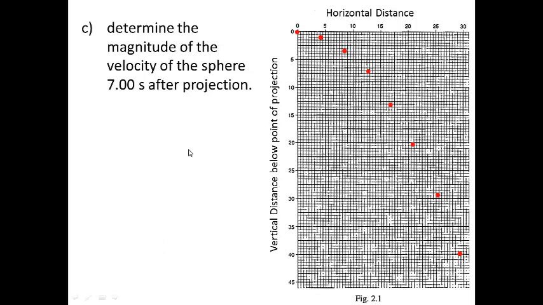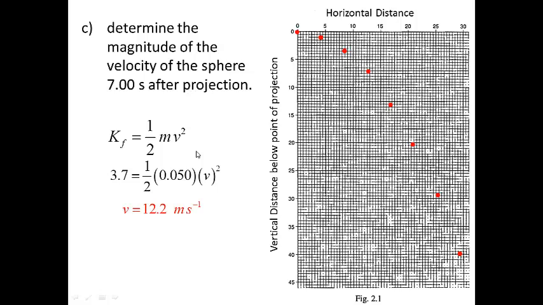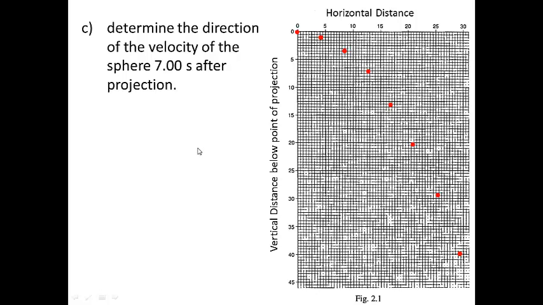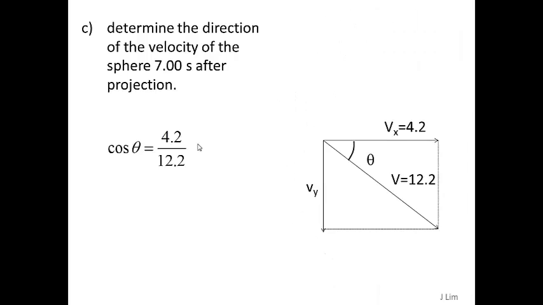Determine the magnitude of the velocity of the sphere 7 seconds after projection. So from the kinetic energy, we can find the velocity. And v is 12.2 meters per second. Determine the direction of the velocity of the sphere after 7 seconds. So after 7 seconds, the horizontal component of the velocity is 4.2 meters per second, and we get the speed as 12.2. So theta will be given by this expression, and we get 69.8 degrees below the horizontal.